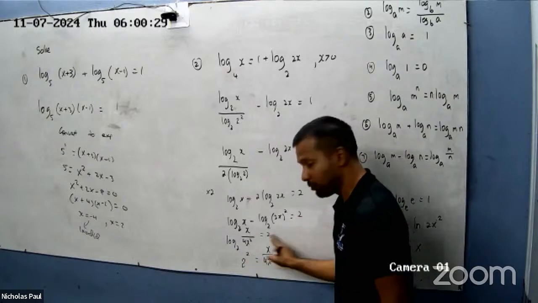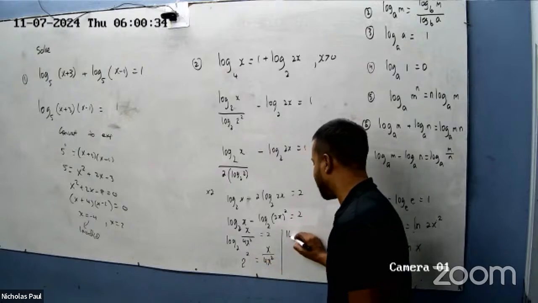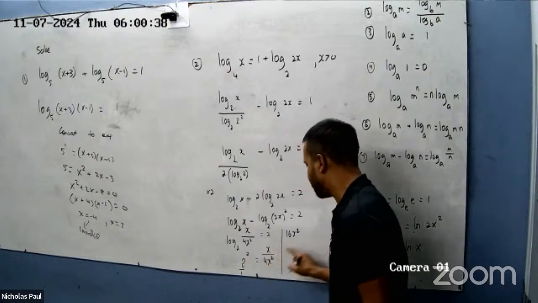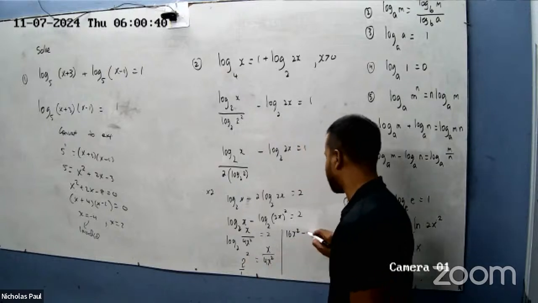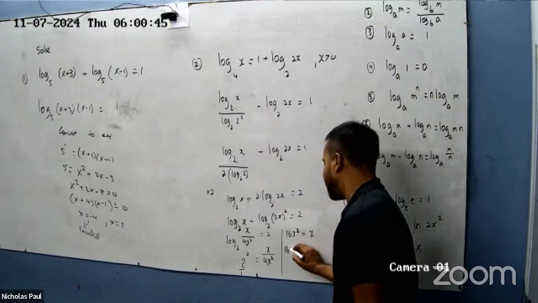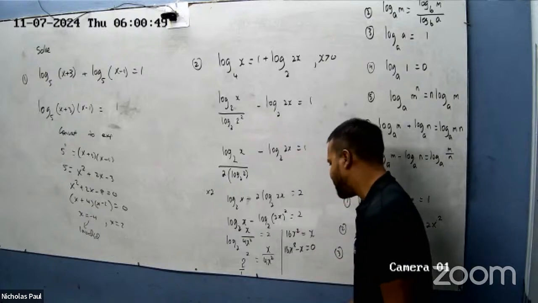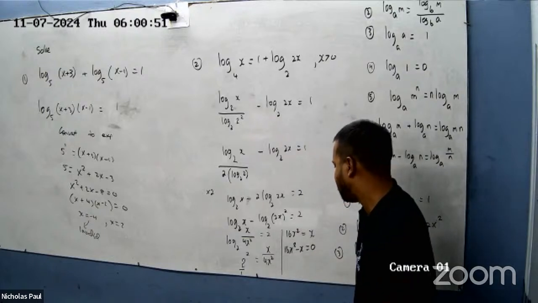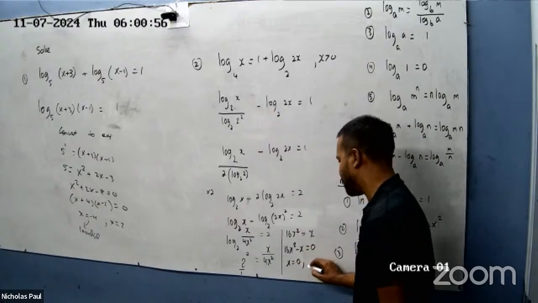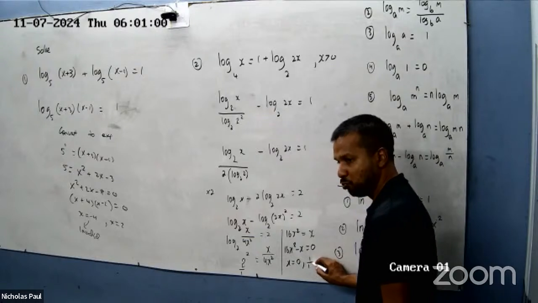Now I can cross multiply. So 4 by this is 16x squared. 4 by this is this, 1 by x. So you're going to get 16x squared minus x is 0. When you solve this, you should get x is 0 and x is what? 1 on 16? Yeah? 1 on 16?